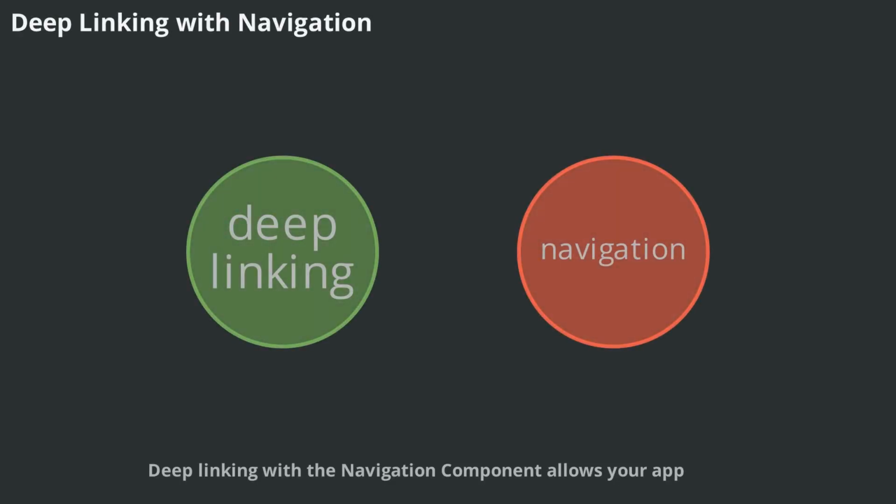Deep linking with the navigation component allows your app to open specific destinations directly via URL or URI. By defining deep links in the navigation graph, you enable navigation to particular fragments or activities from external sources like notifications or web links. The navigation component handles navigation and populates arguments automatically, streamlining user access to targeted screens.